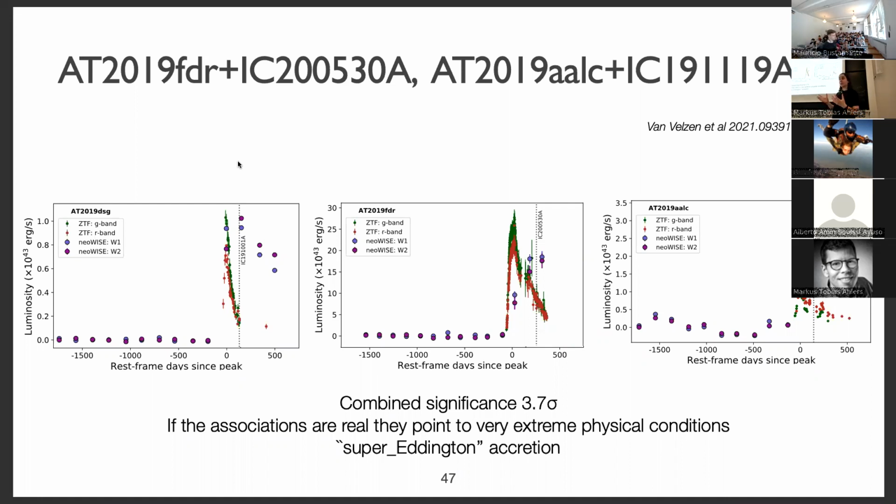It's starting to get more interesting. The combined significance of all these three observations is of the order of 3.7 sigma. So you see, if we get the fourth and the fifth one, we will have to start to develop the theory better. But what I can say is that if all these are physical associations and not associations by chance, then again, we require very extreme physical conditions in the sources, specifically super-Eddington accretion, which is not something unheard of, but it just means some very extreme environments.